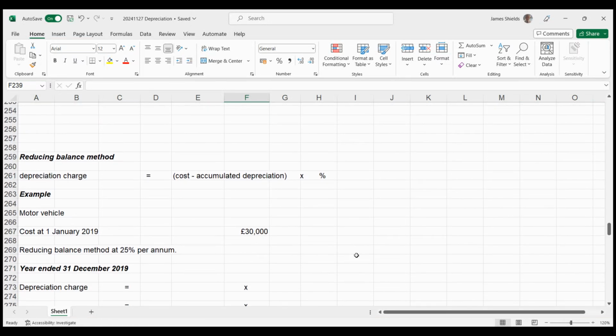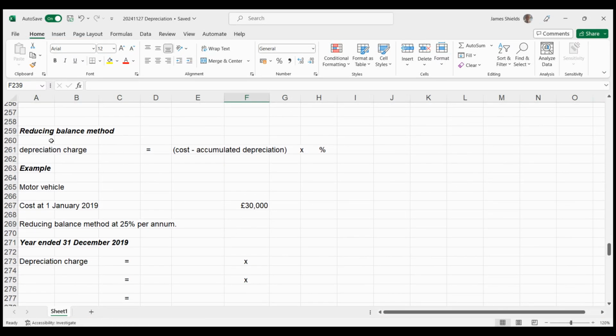Now the next one is, we've got a different method for depreciation. We've got what's called the reducing balance method. And the depreciation charge here is the cost, take away the accumulated depreciation, and then times by the percentage. So there's no estimated useful life, no number of years, and no scrap value here. Let's look at an example now. We've got a motor vehicle. The cost at the 1st of January 2019 was £30,000, and it's reducing balance method at 25% per annum.